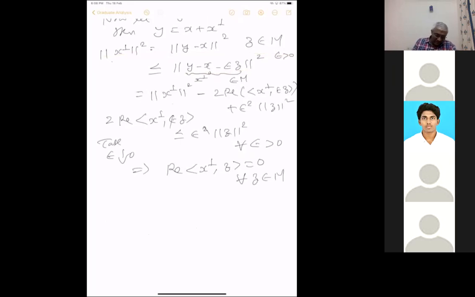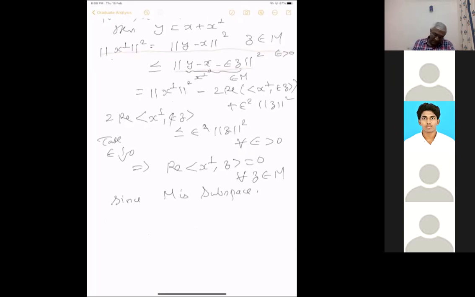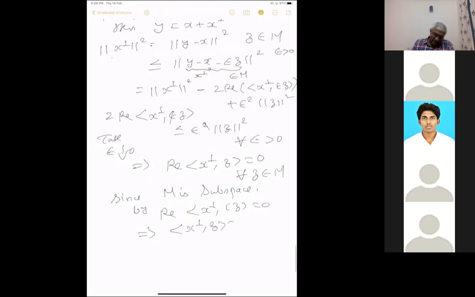But then since M is a subspace, you can take iz, for example. M is a subspace, so this implies the real part of inner product of x perp and iz is also equal to 0. But that is the imaginary part. So by considering this with this, the inner product of x perp and z is actually equal to 0 for all z in M. So this implies x perp is in M perp.